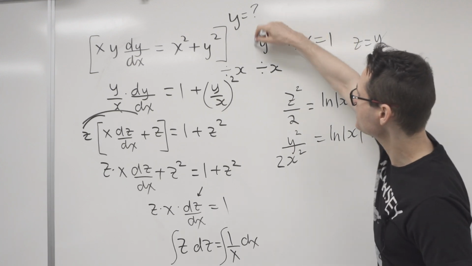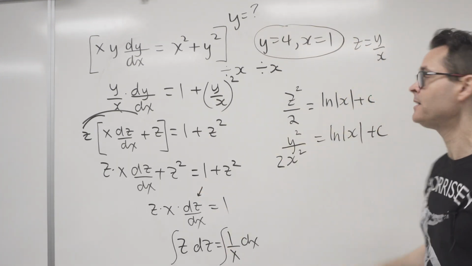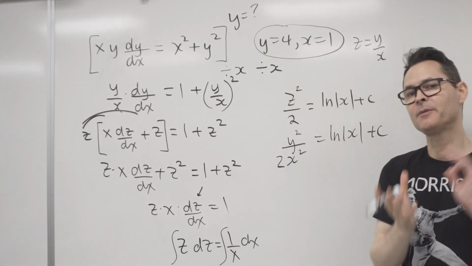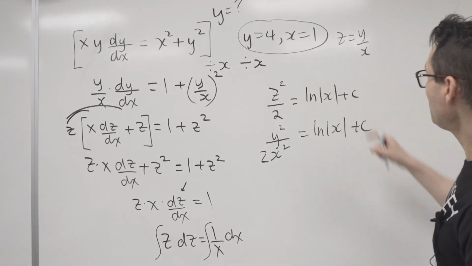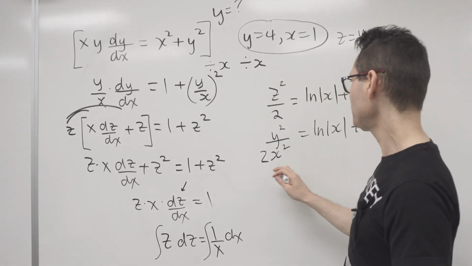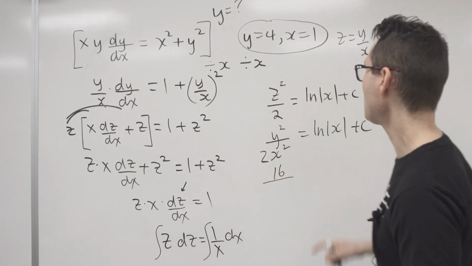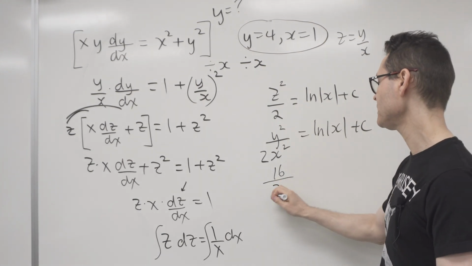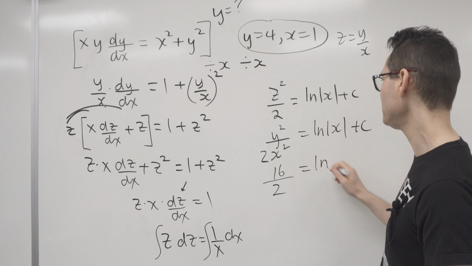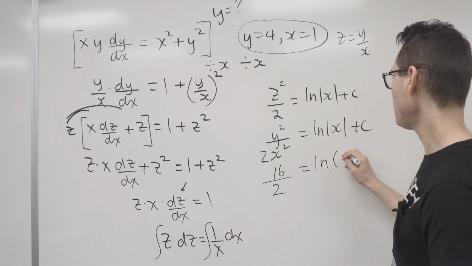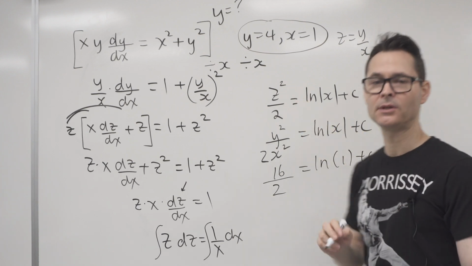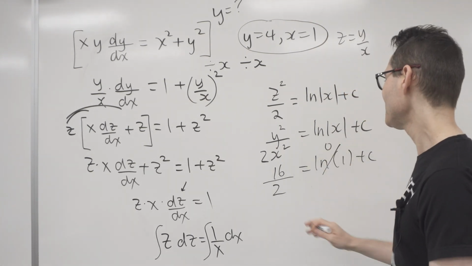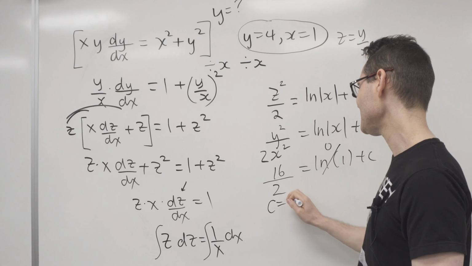Now they gave me these initial conditions, okay? They said that when y is 4, x is 1. So this allows me to get a particular solution. Now where y is 4, I'm going to put 4. So that's going to give me 16 in the top. Y squared is 16. X is 1. 1 squared, that doesn't do anything. Divided by 2 equals the ln of x, which is 1, plus c. Well, what's the ln of 1? You know it, it's 0. So that tells me that c is equal to 8.